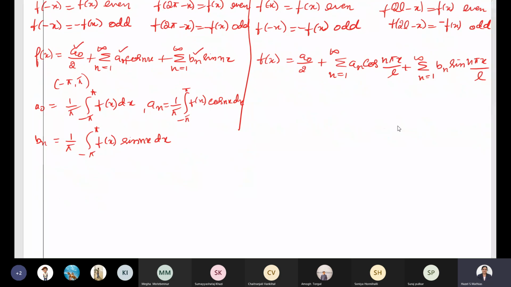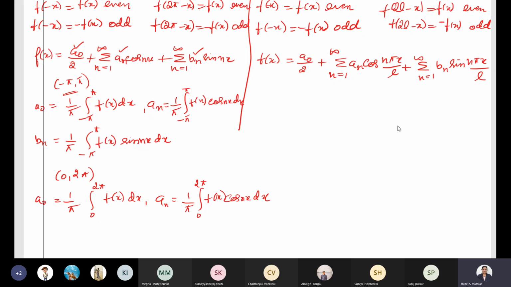This is in the interval minus pi comma pi. What about the interval 0 comma 2 pi? That time a naught will be 1 by pi integral 0 to 2 pi f of x dx. What will be an? 1 by pi integral 0 to 2 pi f of x cos nx dx. Formulas are same. Remember that. The limits change depending on the interval. Remember that. What is Bn? 1 by pi integral 0 to 2 pi f of x sin nx dx.